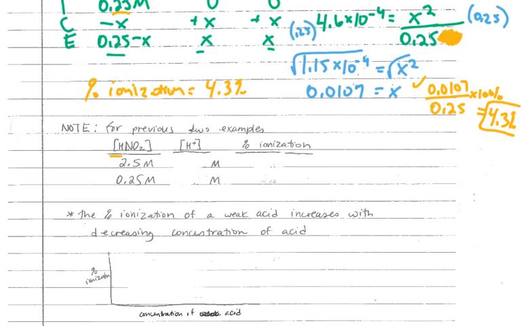So something interesting to note, if we look back at these two problems that we just did, we used the same weak acid, HNO2, for both problems. In one we had a 2.5 molar solution, and in the other we had a 0.25 molar solution. So this one was 10 times more dilute, and this one was 10 times more concentrated. And we expect the more concentrated solution would have a higher concentration of hydrogen, which it did. We calculated this one to be 0.034 at equilibrium, and this one was 0.011.